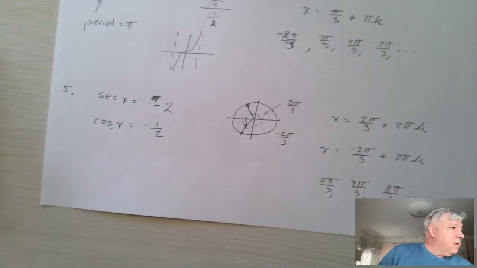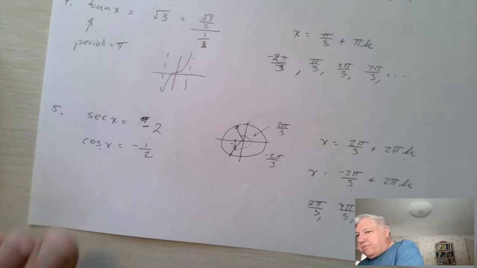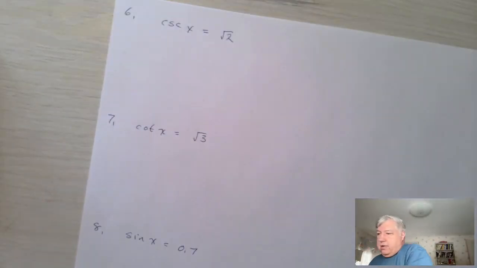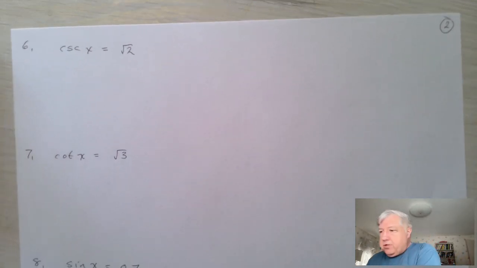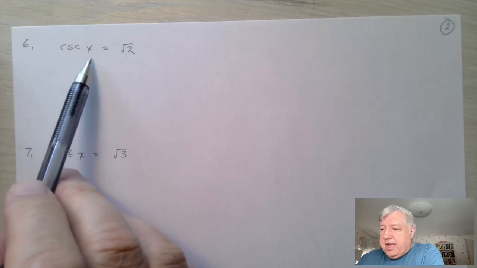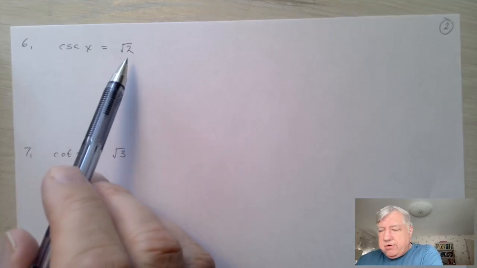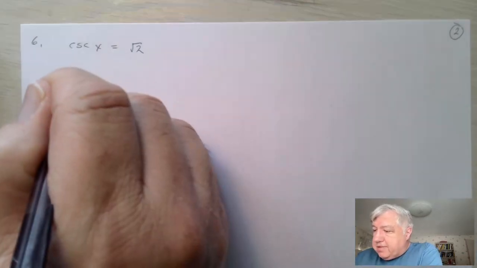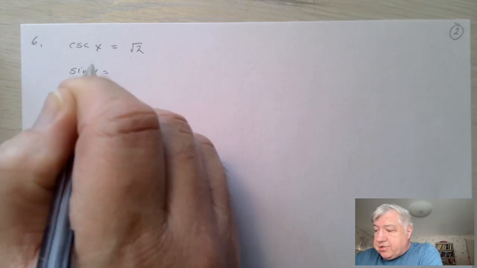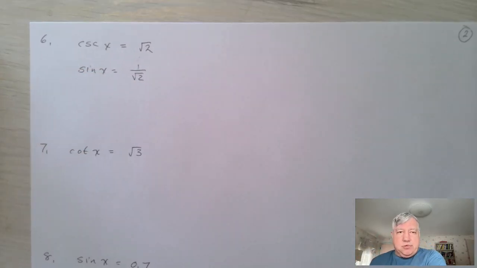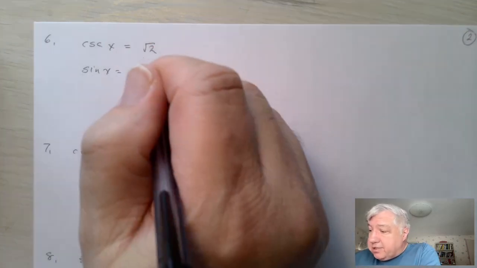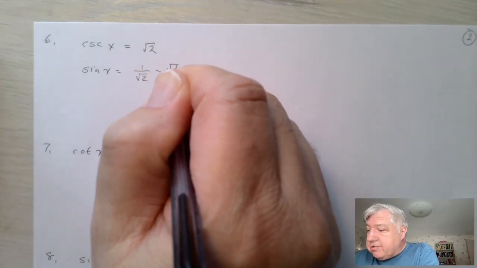Okay, if I can find out where I put this, here it is. So cosecant of x, you want cosecant of x to be the square root of 2. This means that sine x, because that's the reciprocal of this, is equal to 1 over square root 2. Or if we rationalize it, this is equal to the square root of 2 over 2.